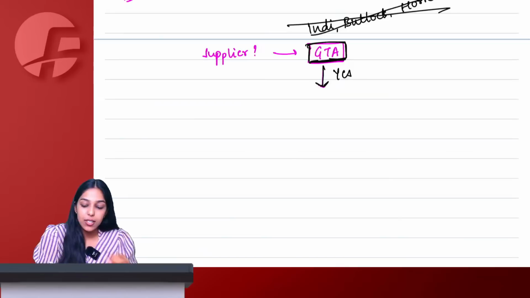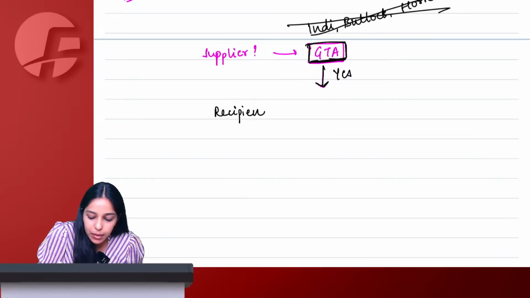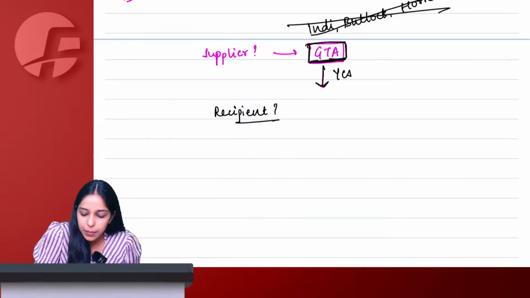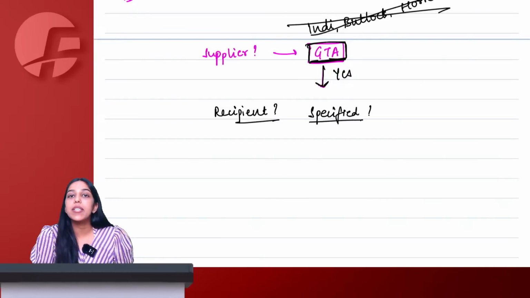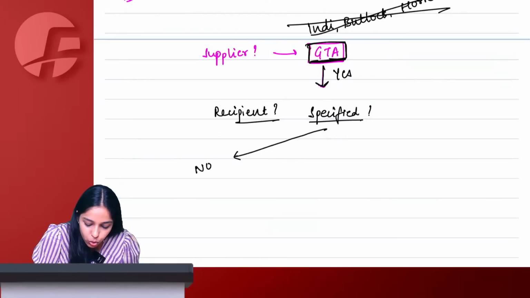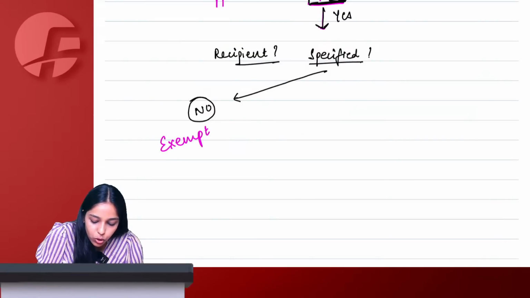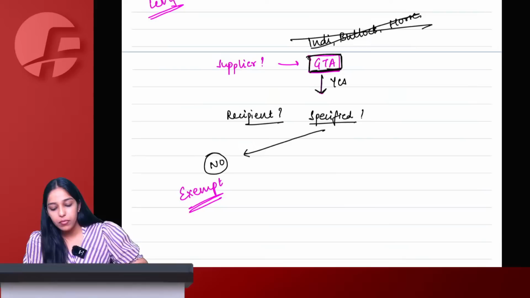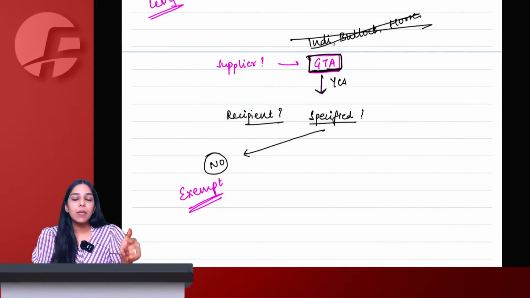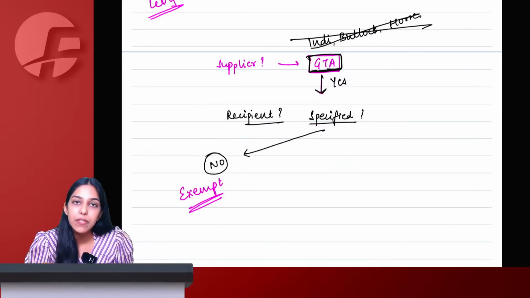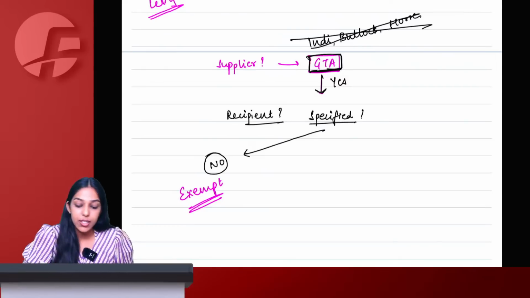Then next question you will ask, who is the recipient? If the supplier is GTA, then straight away the next question you will ask, who is the recipient? Is the recipient one of the specified recipients? If the answer comes as no, the recipient is not a specified recipient, then we will say it is always going to be exempt under GST. If the supplier is GTA, but the recipient is not a specified recipient, then no need to check anything further. You will simply say it is always going to be exempt under GST.